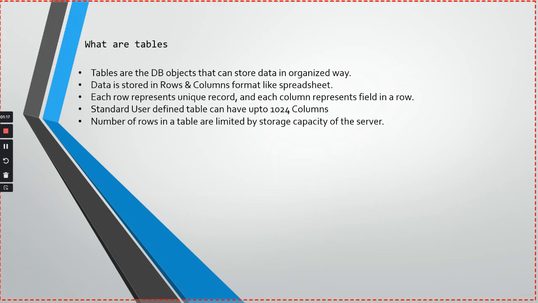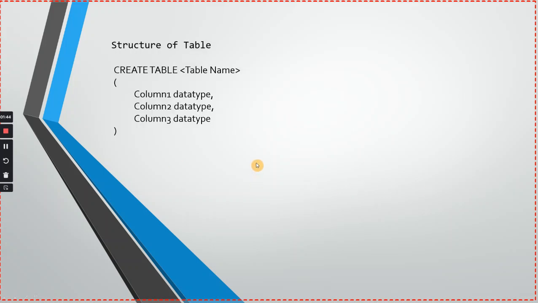A standard user defined table can have up to 1024 columns. When you create a table, it is called a user defined table. That table can have up to 1024 columns, and the number of rows is not limited. There is no limitation on the number of rows in a table. It is just limited by the storage capacity of the server. So this is a very brief overview of what are tables, and let us see how to create a table.